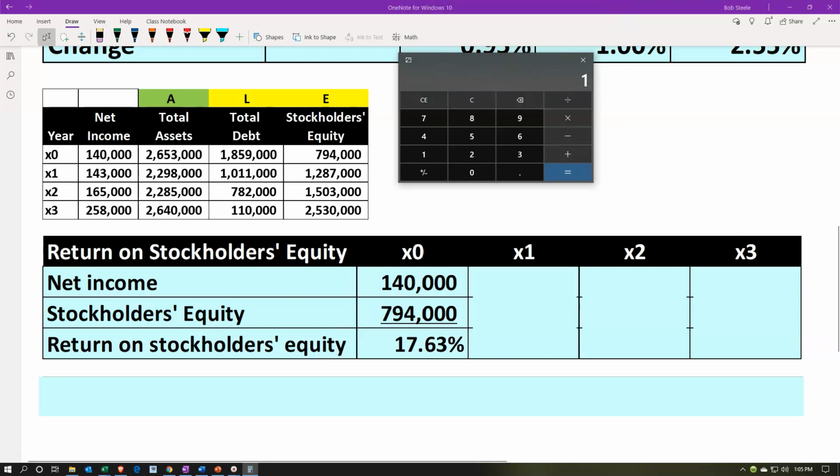We've got the 140,000 divided by the 794,000. If we move the decimal over, we get the 17.63 about. So is that good or bad?